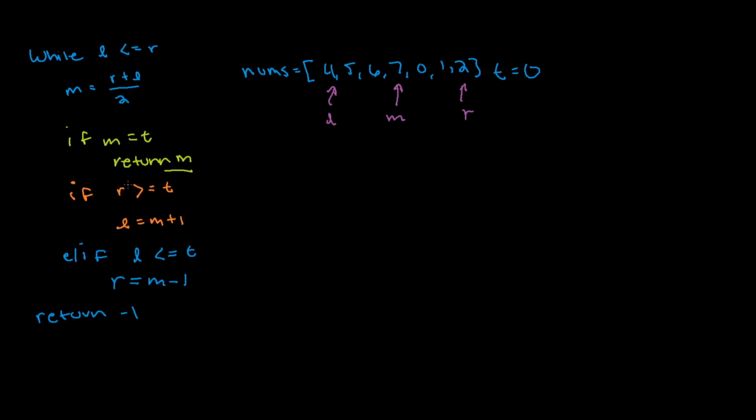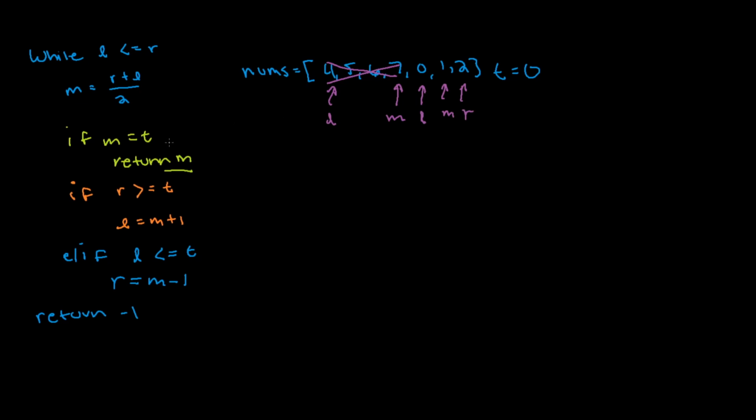If the right pointer is greater than or equal to t, then we shift our left pointer to be equal to mid plus 1. And we can see that right is 2 and our t is 0, so that is true. So now we're going to basically eliminate this whole part of the array and update our left pointer here. And our new mid pointer would be here. So now let's try it again.